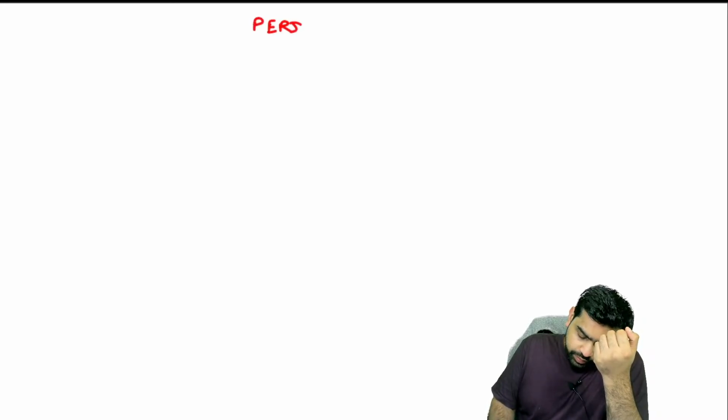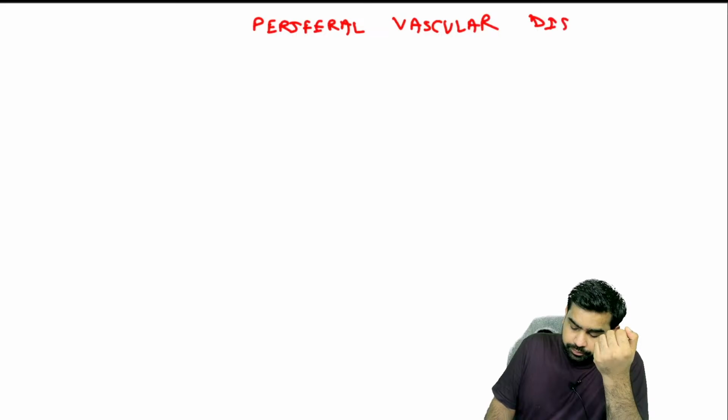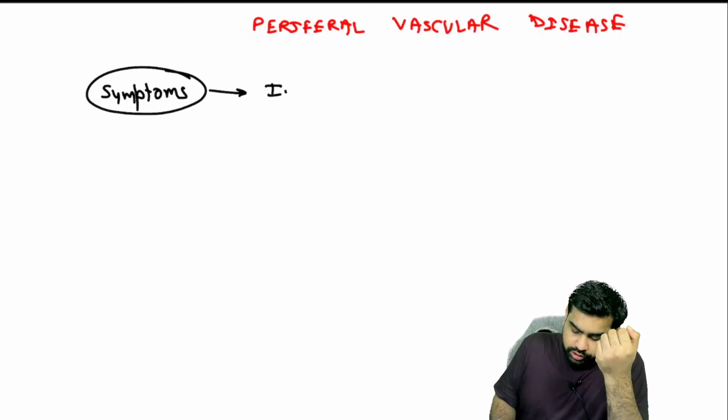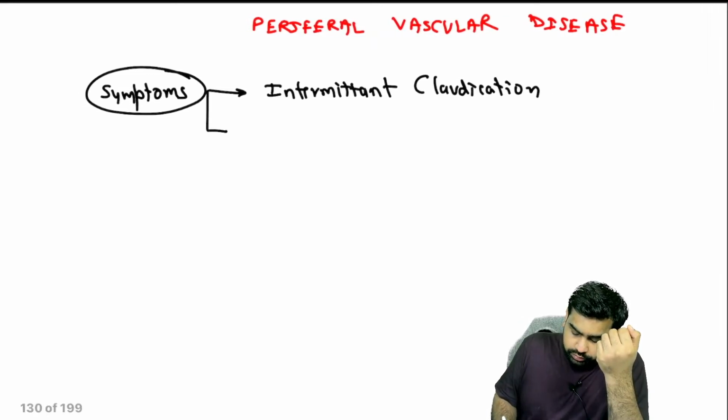Whenever you have a patient with peripheral vascular disease, PVD, what you need to understand is the symptoms. What are the symptoms of these patients? The symptoms are intermittent claudication and Raynaud's phenomenon.